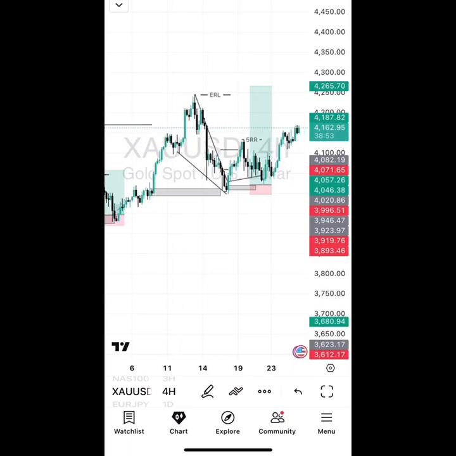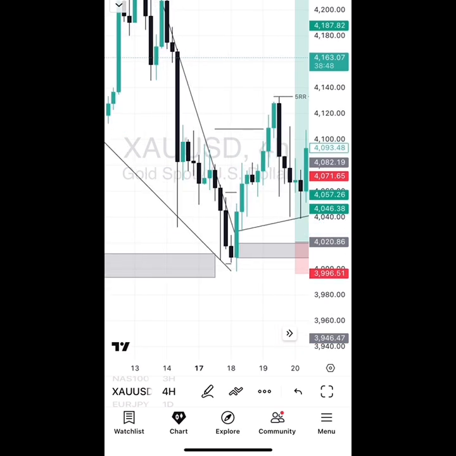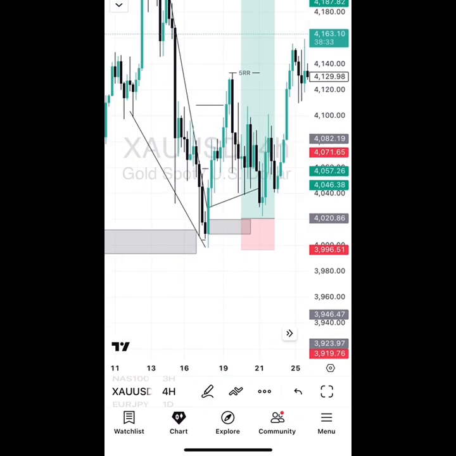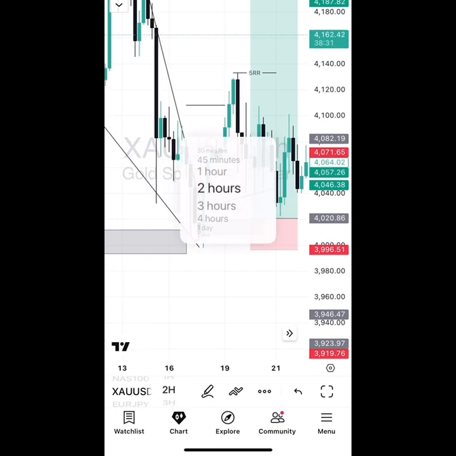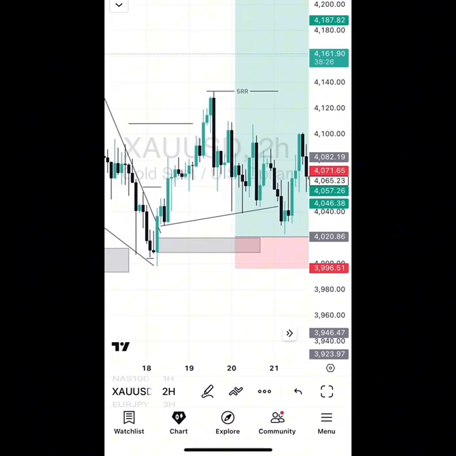Let me go to 4 hours, and a clean break of structure here. You can see on the 4 hours we had a clean break of structure. This break of structure, you can see the candle actually closed well above the previous lower high, which was this one here. We had a clean break, so price actually took it out. You understand? And this point of interest here was my entry point. You can see we had this inducement. I did not actually go and pick my entry around this area, though.